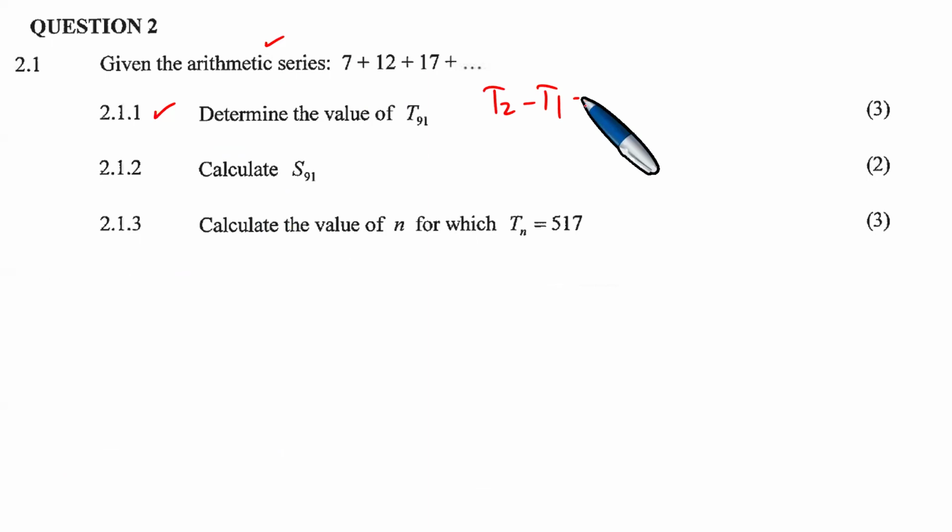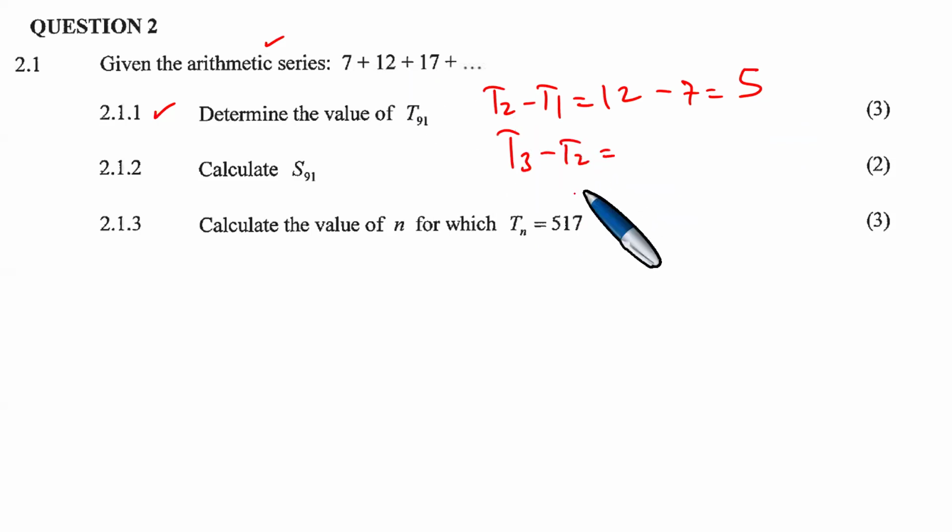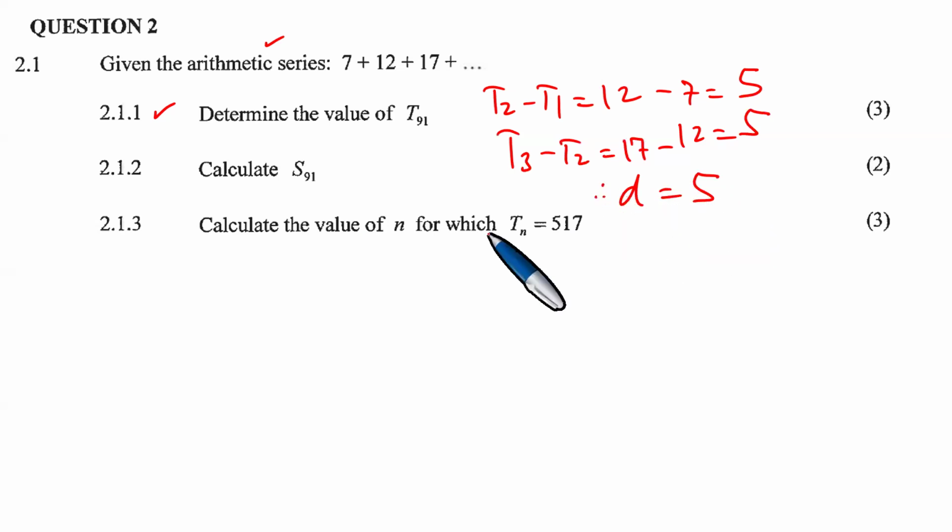So if you have T2 minus T1, T2 is 12 and T1 is exactly 7, and therefore the difference is exactly 5. So that gives us a common difference. You can also check T3 minus T2, but they already said it's arithmetic, so one difference is enough. But we just need to make sure the examiner is on point. So the third term, 17, minus the second term, 12, is 5. Therefore our common difference is 5. Take note of that.